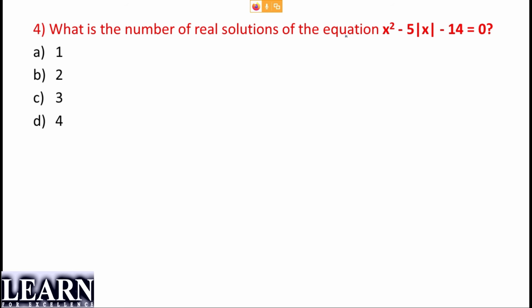What is the number of real solutions of the equation x square minus 5 mod x minus 14 is equal to 0? If I'm talking about any equation, every quadratic equation will have two roots or two solutions. Now it is talking about two quadratic equations. One is x when x is positive, one is x when x is negative, because mod x talks about positive and negative x, right? Now how many real solutions will be there, guys?